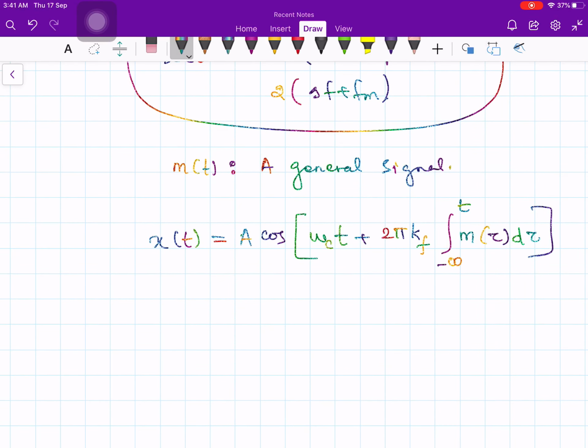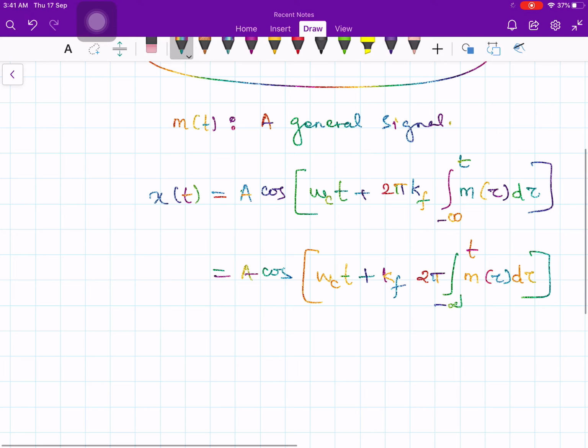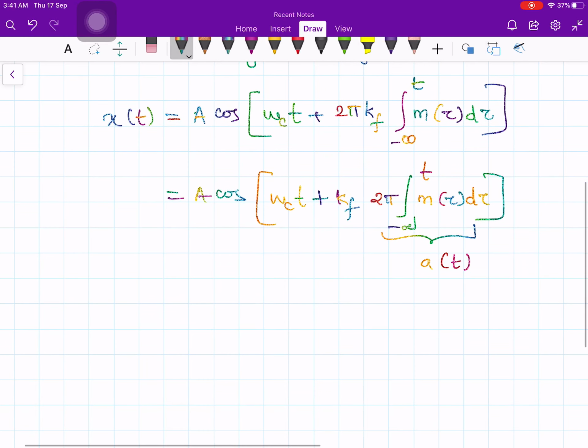Now let me rewrite this: A times cos of omega ct plus kf times the integral of m of tau d tau. Let me denote this integral as a of t, just for a compact notation. So this is A times cosine of omega ct plus kf times a of t.